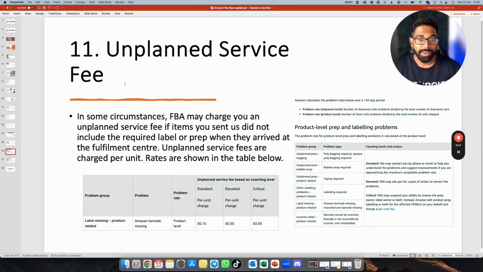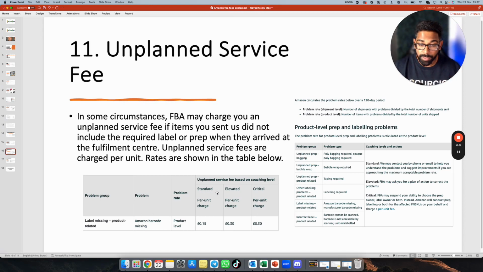All right. Now, the next one is the unplanned service fee. So in a case where you sent in a product, but the product has some type of issue, as in you forgot to prep it, or you forgot to label it, or the product isn't in the right kind of preparation that it is supposed to be, Amazon will charge you an unplanned service fee. As you can see, the unplanned service fee depends on whether your coaching level is standard, elevated, or critical, and the problem rate and what the problem is. But depending on these three categories, you'll be charged either 15p or 30p.